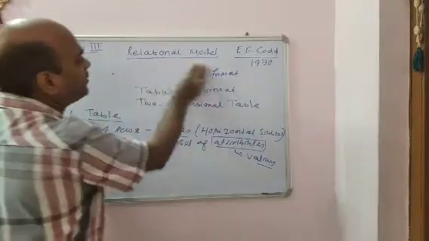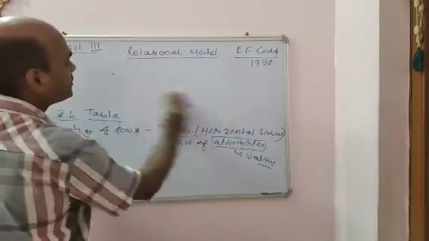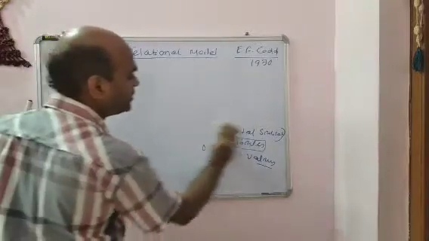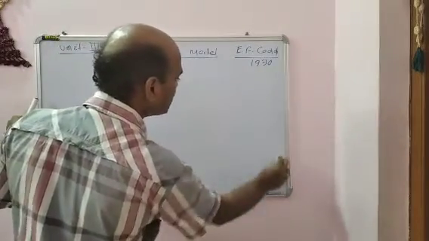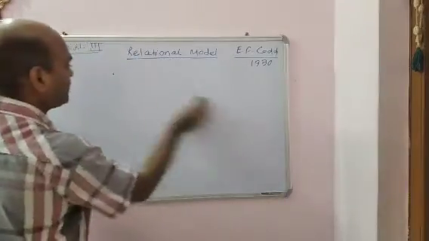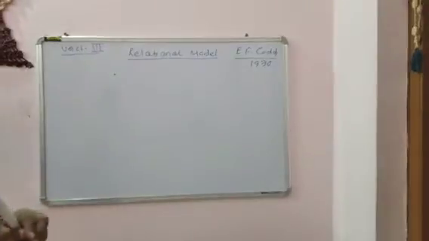Now see, in the relational model, this relation is nothing but a set of tables. A relational database contains a set of tables only.